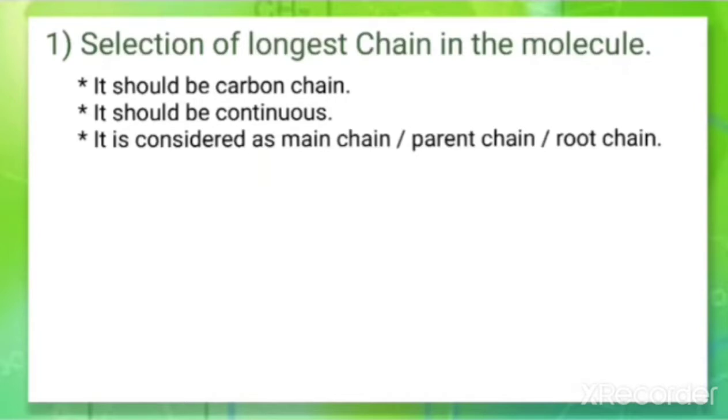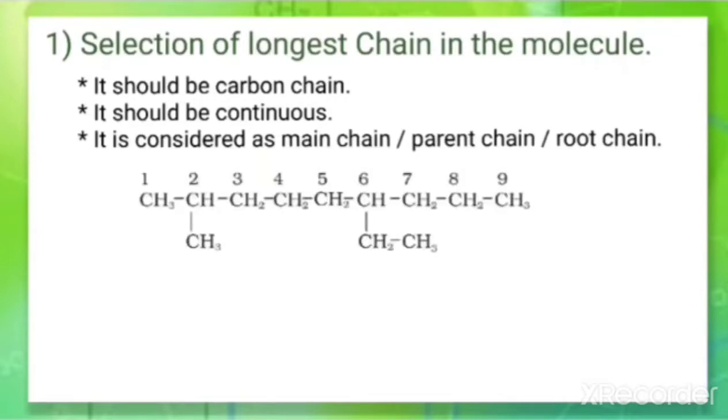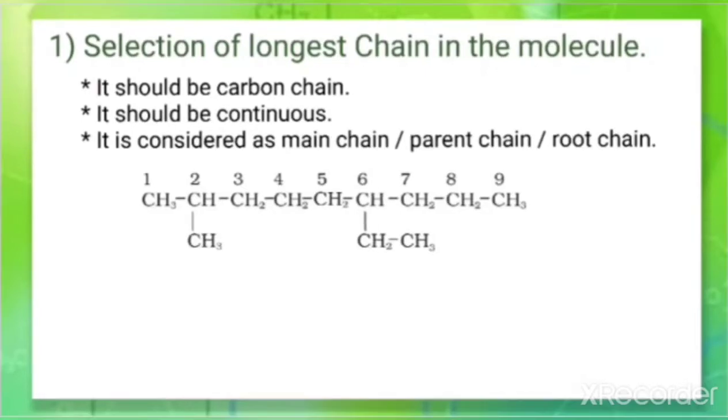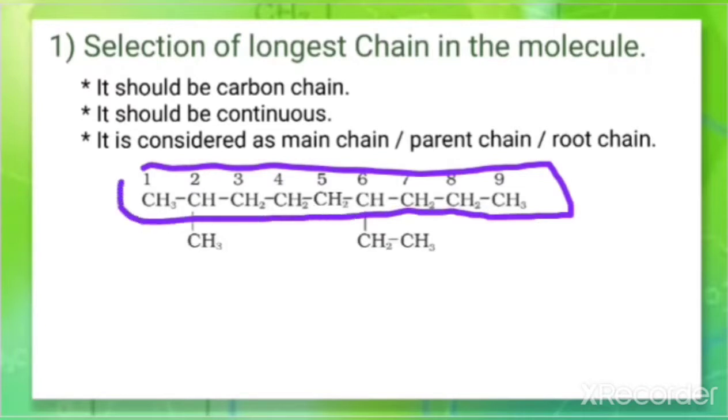So let us take one example of an organic compound. Here we can find a carbon chain, and we have to select the longest chain, and the condition is that the carbon chain should be continuous. So let us find out which one is the longest chain. Here this one can be taken as one chain. When you count the number of carbons in this chain, it is already numbered here, so a total of 9 carbons are there in this chain.